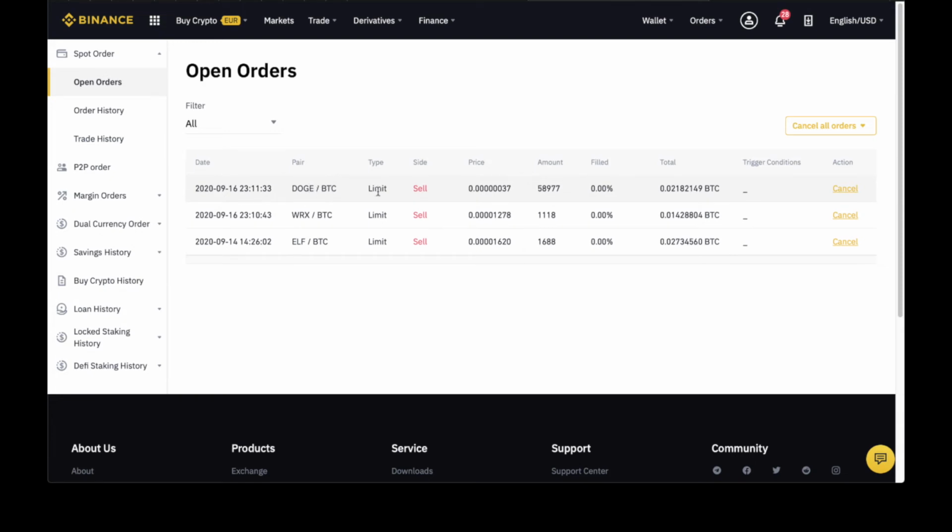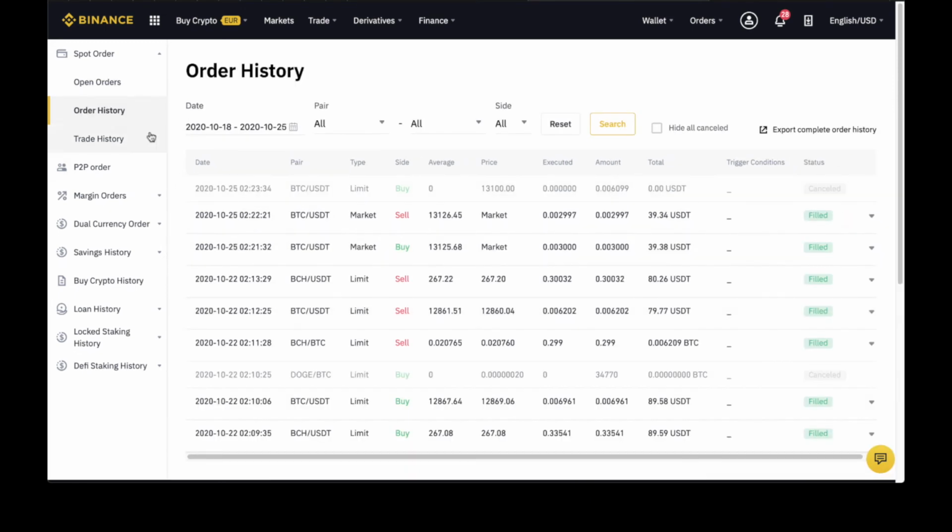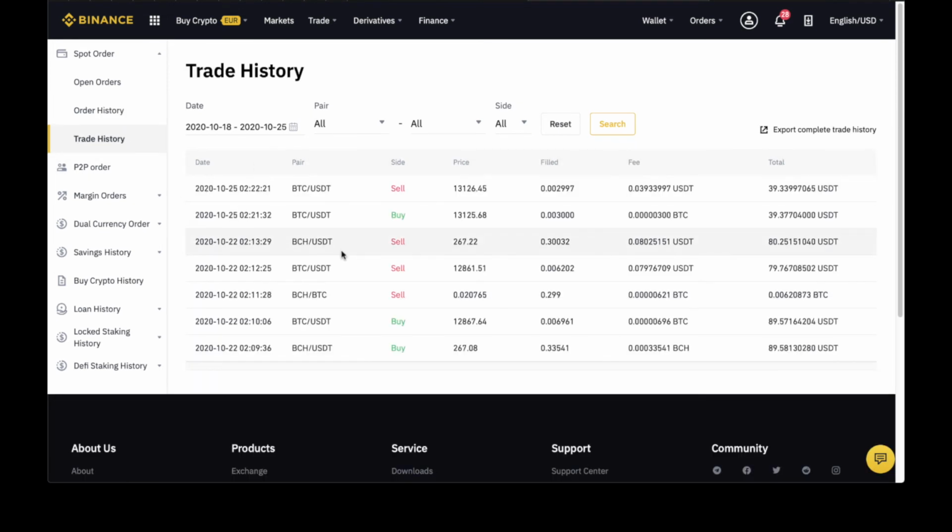So I have a Dogecoin sell order for this price. This is about a 30% gain on my particular position. This is WRX against BTC, and this is ELF against BTC. So this is the price I want them to fill at, and this is the amount I want to sell. We have order history, what I've bought and what I've sold in the past. We have a trade history too. These are the trades that have been successfully filled over the past few days.